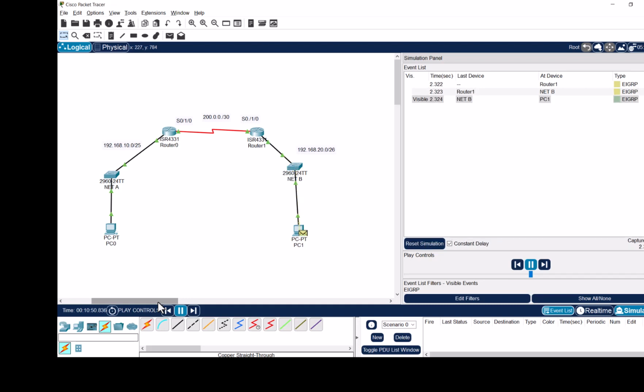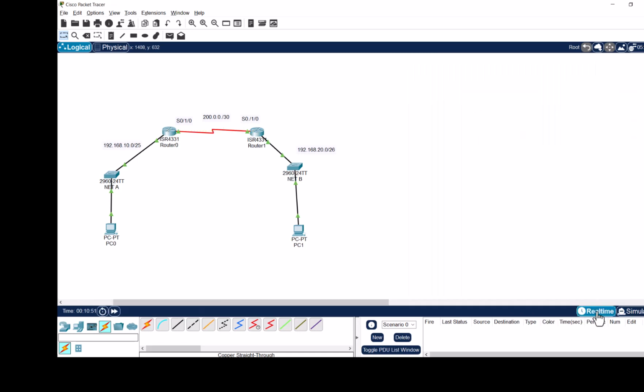Router 0 is telling router 1 about its routing table. Router 1 is telling router 0 about its routing table. And they both know, for example, router 0 now knows network B, and router 1 knows network E. So see, the EIGRP packets are being exchanged every interval. Okay, there is a time for each type of protocol, and there are so many routing protocols.